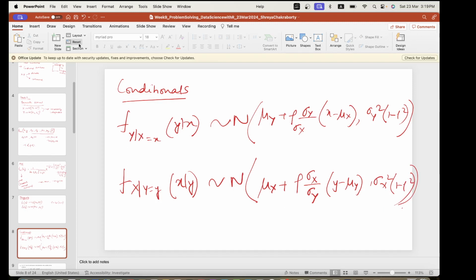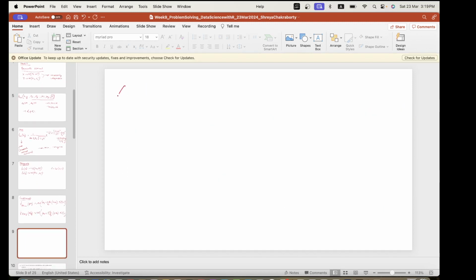Alright, and how can we write the covariance between x and y? It can be written as rho into sigma x into sigma y, where rho is the correlation coefficient.